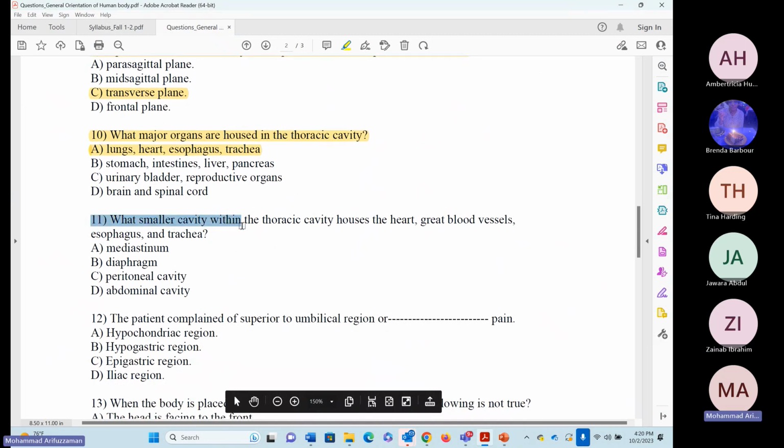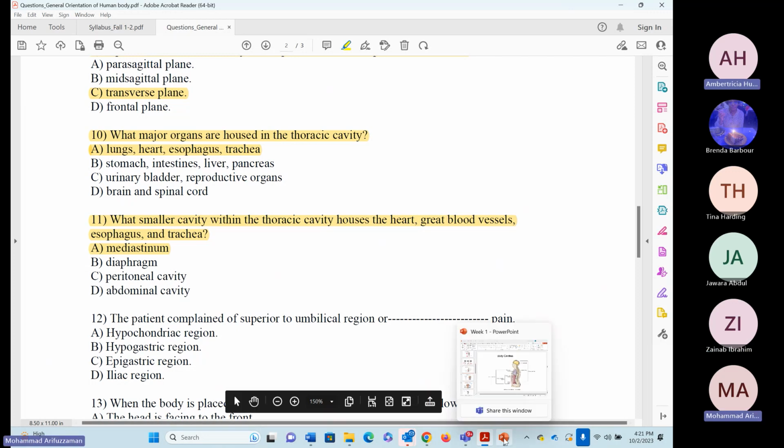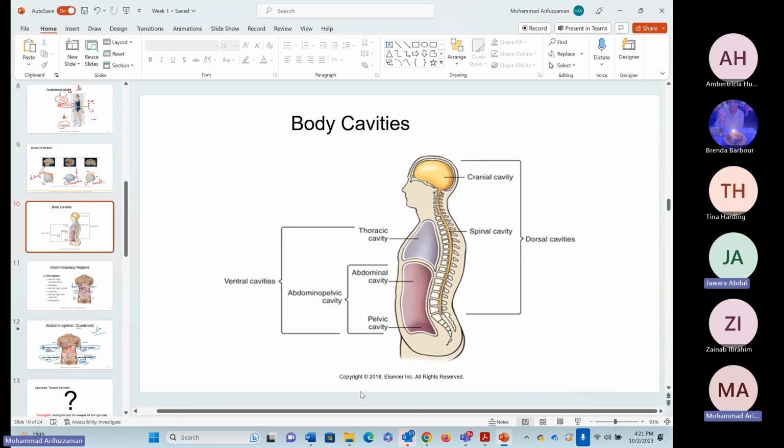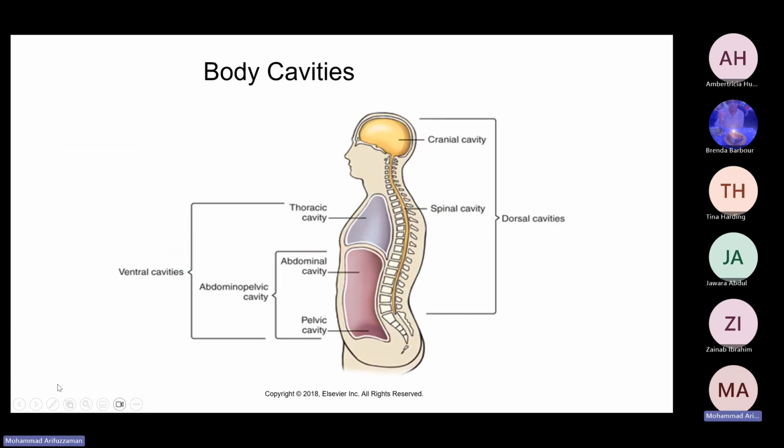What smaller cavity within the thoracic cavity houses the heart and the large blood vessels? The mediastinum. Now, what is the mediastinum? It is not the breastbone.